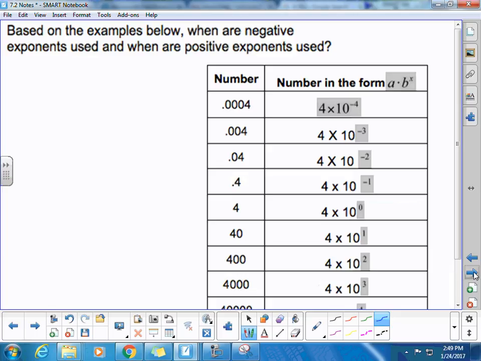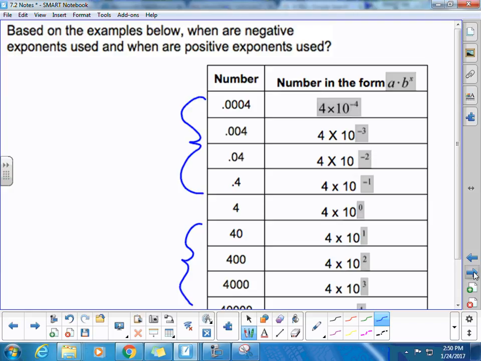So based on the examples below, when are negative exponents used and when are positive exponents used? So if you look at these numbers, 0.0004 is 4 times 10 to the negative 4th. 0.004, 4 times 10 to the negative 3rd. 0.04 is times 10 to the negative 2nd. 0.4 is 10 to the negative 1st. So you'll see all of these numbers are the negatives, and all of these numbers are the positives.